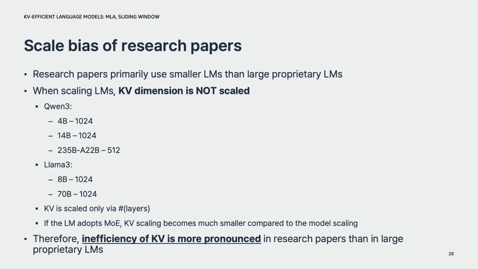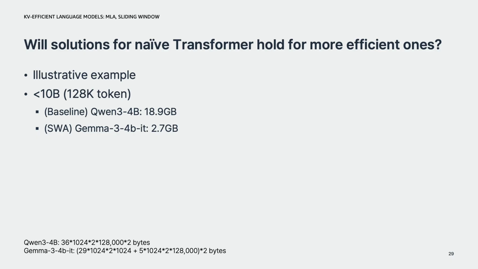Therefore, the inefficiency of KV could be more pronounced in research papers than in large proprietary language models. So in research papers, we might think, wow, the KV cache is really large compared to the model, but that may be less pronounced in large models, at least in a relative sense. So this was a little side note.